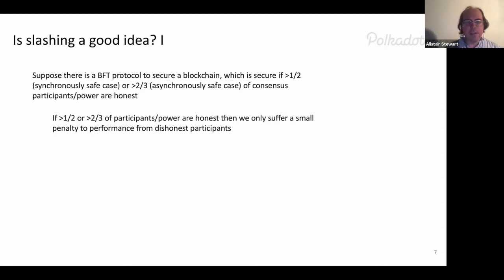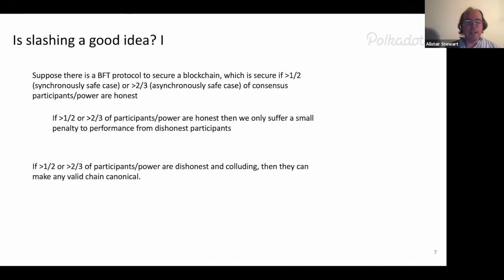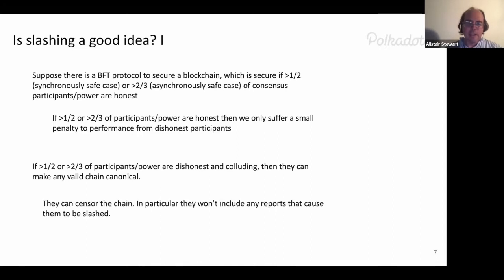Right, but on the other hand, if we don't have a half or 2/3 honest, in particular, imagine that more than 1/2 or more than 2/3 of participants are dishonest, and these guys are colluding, then basically they can make any valid chain. They can agree on anything valid, and if we follow the canonical consensus rules, we will agree that this is what the blockchain has decided. Now, one of the annoying things about this is that they can censor the chain, right?